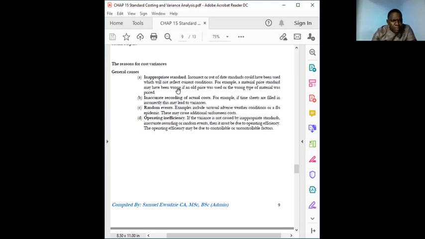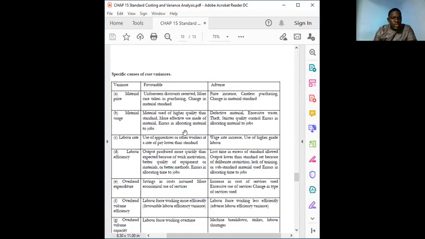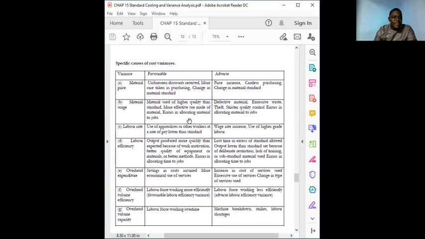Okay, good. We have the operating inefficiency. Now, if variance is not caused by inappropriate standards, inaccurate recording, or random events, then it must be due to operating efficiency. The operating efficiency may be due to controllable and uncontrollable factors. Okay, good. So we also have some specific causes of cost variance. So we talk about the general, and we have the specific causes.